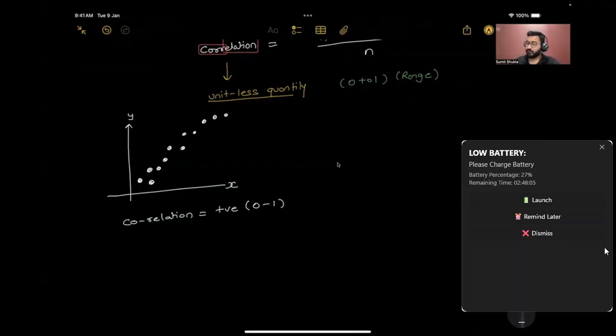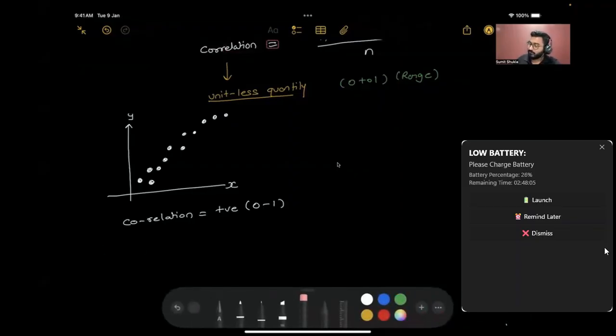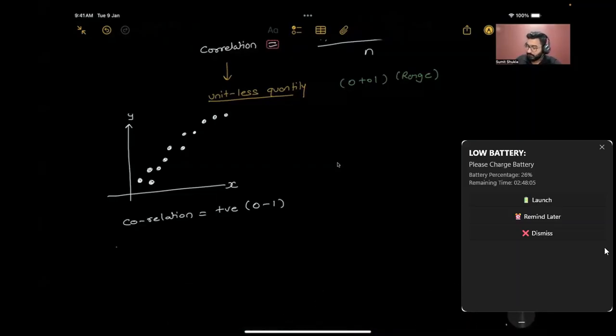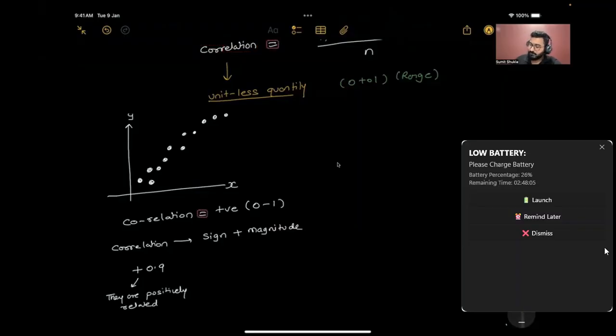So when you have to read correlation, you read it, firstly, with the sign and then the strength or the magnitude. So for this case, if the value is plus 0.9, so plus means they are positively related, and 0.9 is the strength. So the strength of the relationship is really high. Now let's take a second scenario.